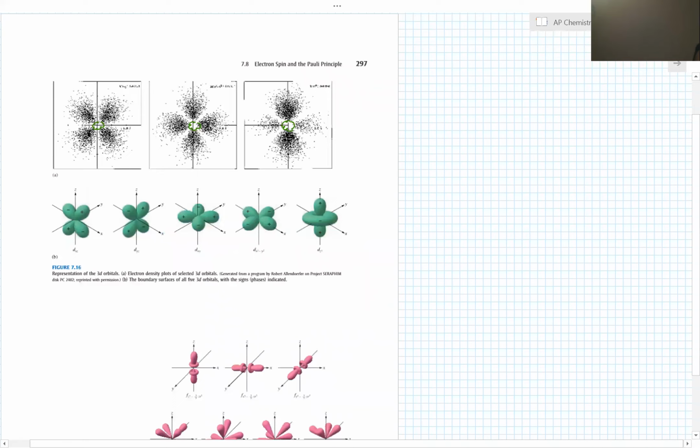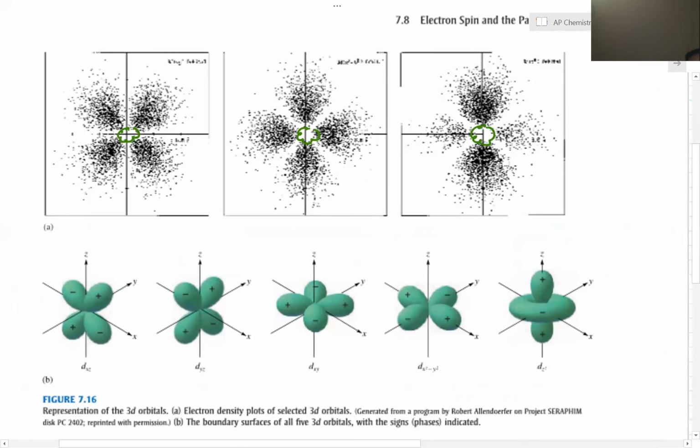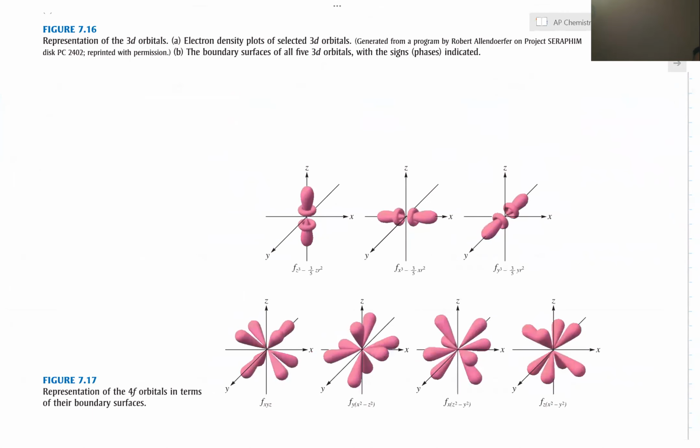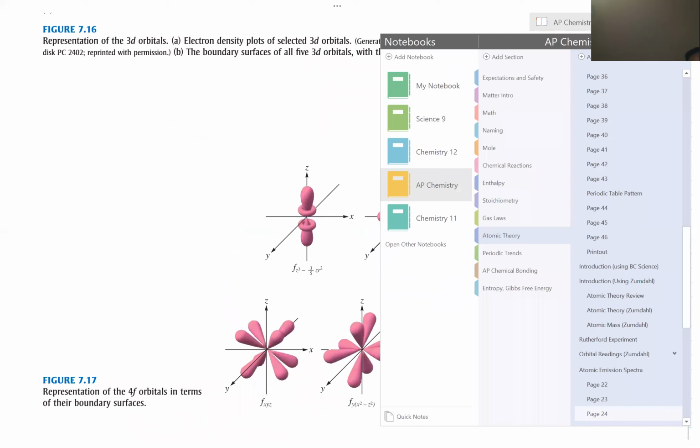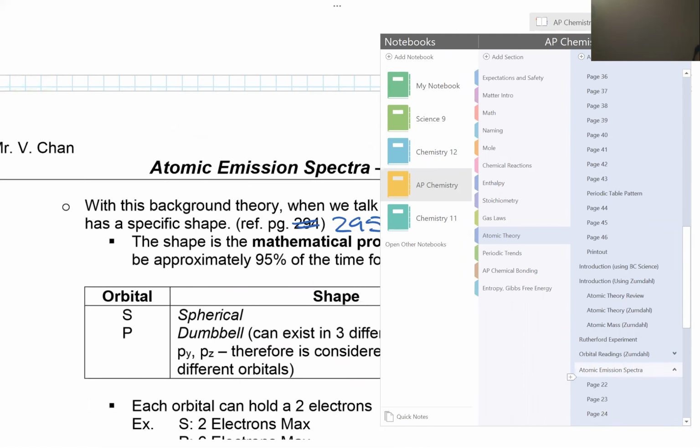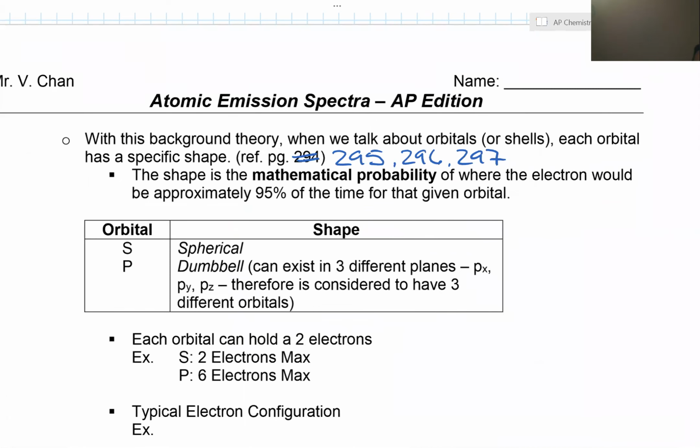and you will see a shape that looks something like this. Okay? And even shapes like this. Now, again, these are all mathematical probabilities of where to find the electrons. Okay? The shape is the mathematical probability of where the electron would be approximately 95% of the time for that given orbital.